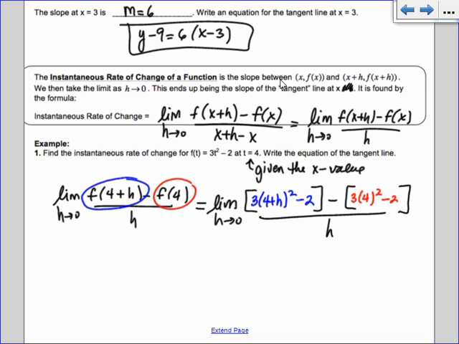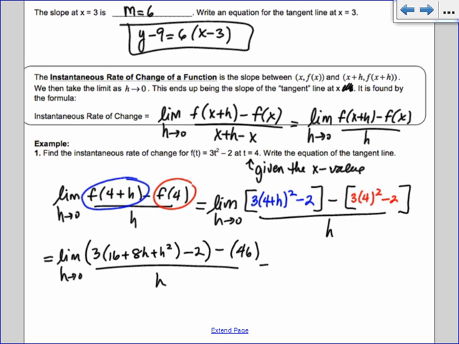And then we just simplify. The simplifying is the hardest part, but you should know how to do it. So we're going to have 3 times, if we FOIL out 4 plus h squared, it's not going to be 16 plus h squared. FOIL it out, you get 16 plus 8h plus h squared minus 2. And then we have minus, this is going to be 48 minus 2, so 46, all over h.